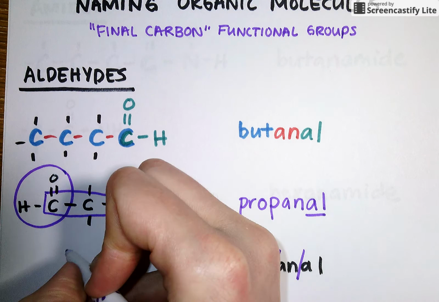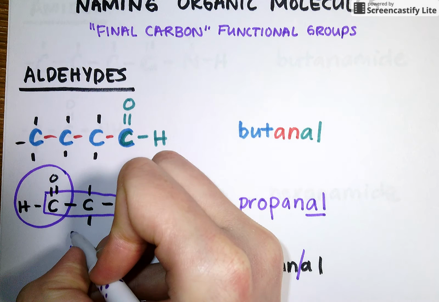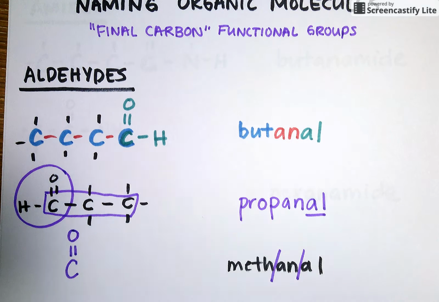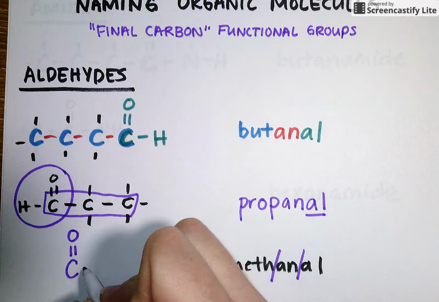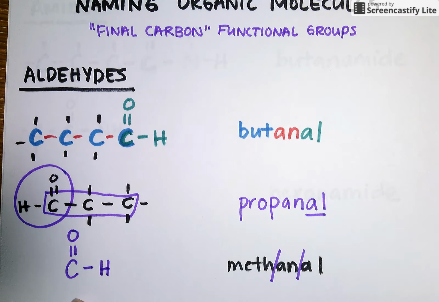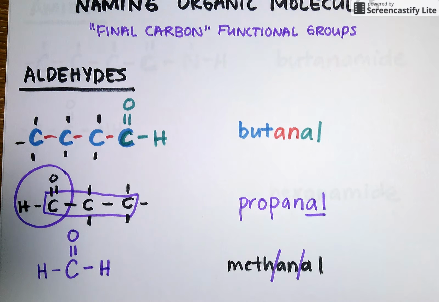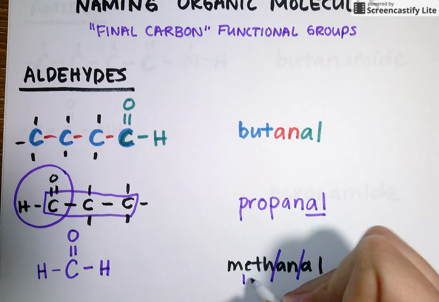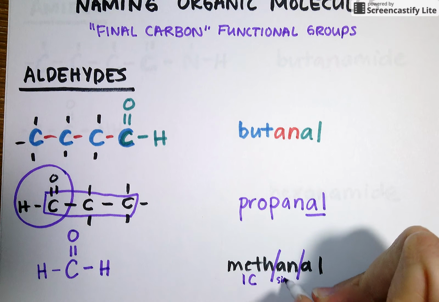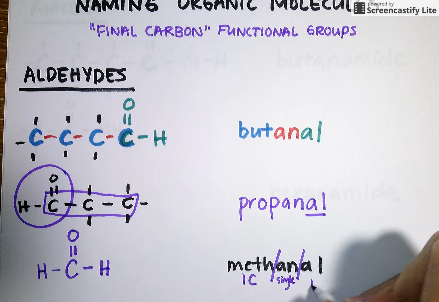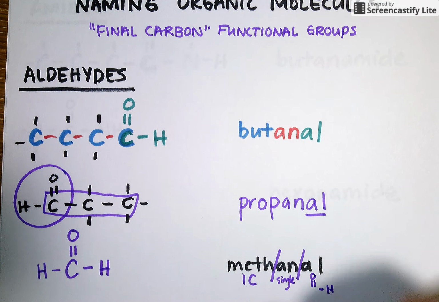And I know that that means to the last carbon, which happens to be the only carbon in this molecule, I need a double bonded O and an H. If I fill the rest of this molecule in with hydrogens, I find that it's only missing 1. So that ends up being my representation of methanal. Meth tells me 1 carbon, the an tells me it's single bonds, and the al tells me put in that functional group on the last carbon.